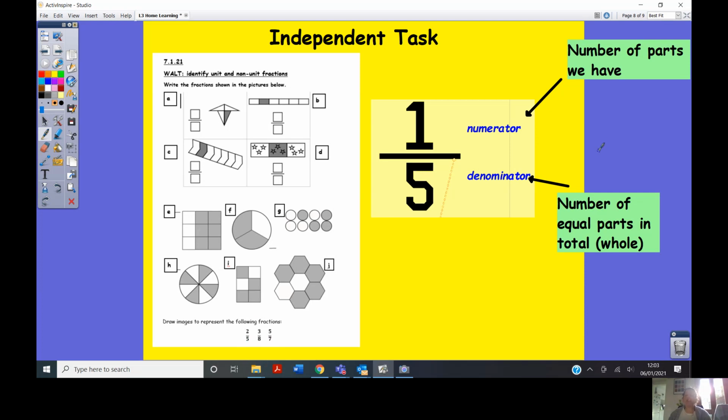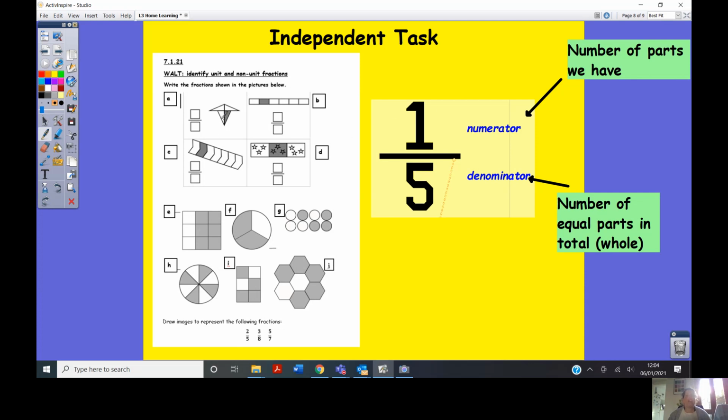Remember, when you're writing a fraction, the denominator is the number of total equal parts altogether in a fraction. So how many parts it's divided into. So remember, we had our cubes, our kiwi fruit and our pictures of our shapes, we need to count the number of equal parts first. Then you need to look at the number of shapes shaded.